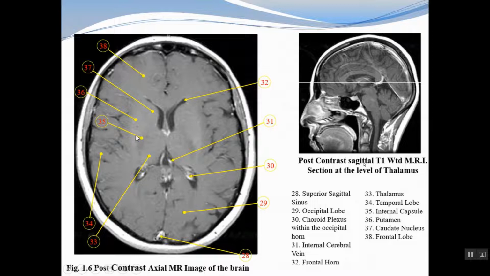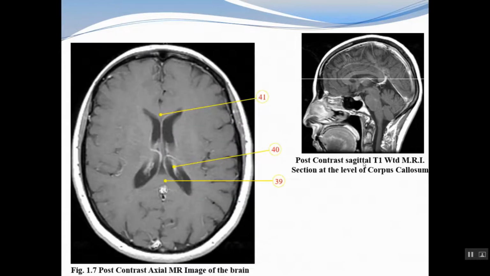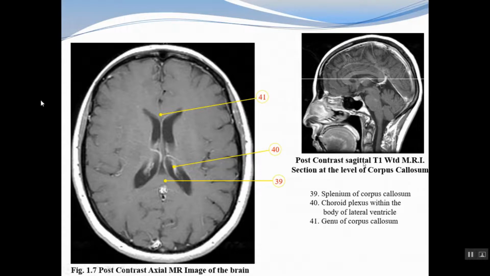Internal capsule, putamen, and caudate nucleus, and this is the frontal lobe. Next level, at the level of the corpus callosum. Here we see, first of all, the splenium of the corpus callosum. Here, this is the choroid plexus within the body of the lateral ventricle, and this is the genu of the corpus callosum.